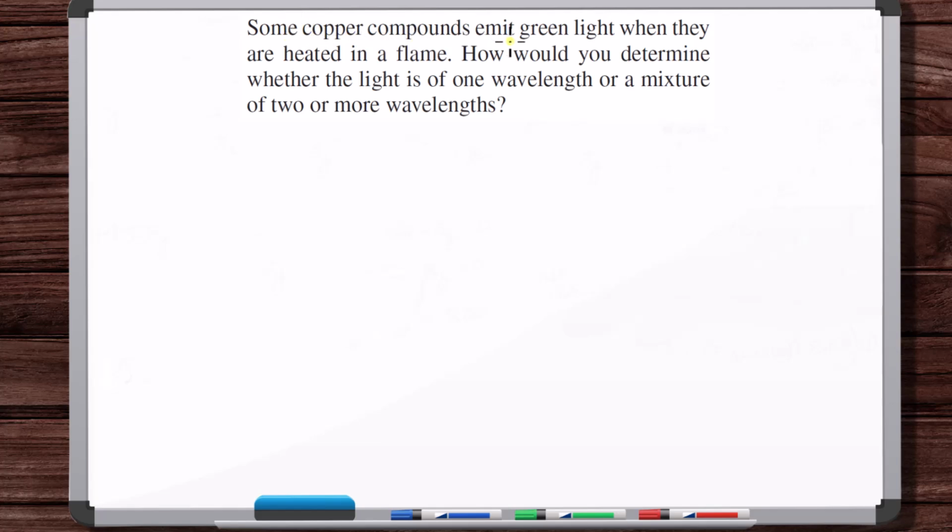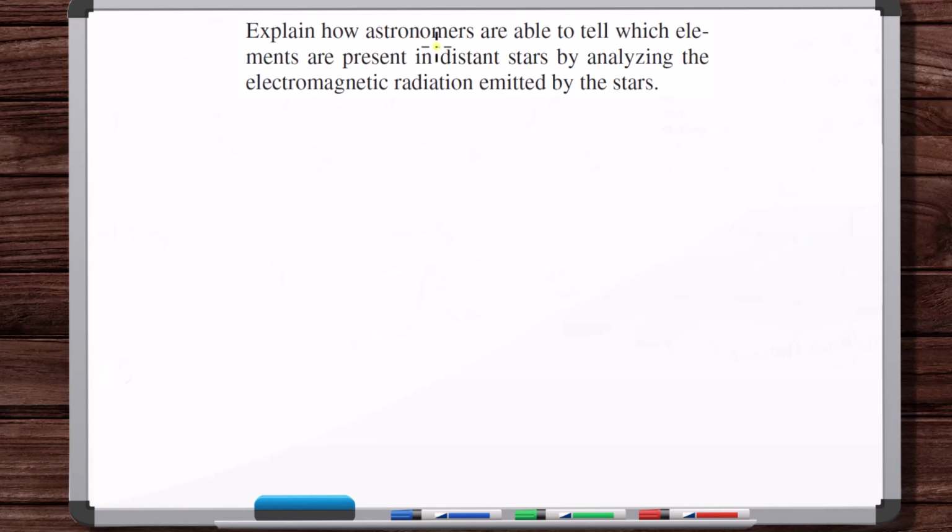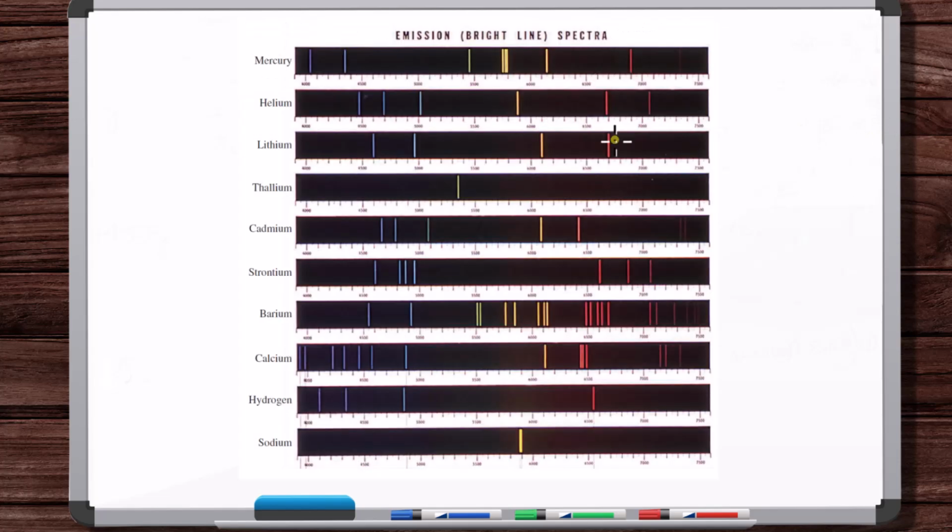Some copper compounds emit green light when they are heated in a flame. How would you determine whether the light is of one wavelength or a mixture of two or more wavelengths? Pass it through a prism. That's what prisms do. Explain how astronomers are able to tell which elements are present in distant stars by analyzing the electromagnetic radiation emitted by the stars. Yeah, they separate out the light frequencies. That's what this is all about. Even without being able to explain why these line spectra are occurring, you can still use these as sort of fingerprints to identify different elements associated with radiation.